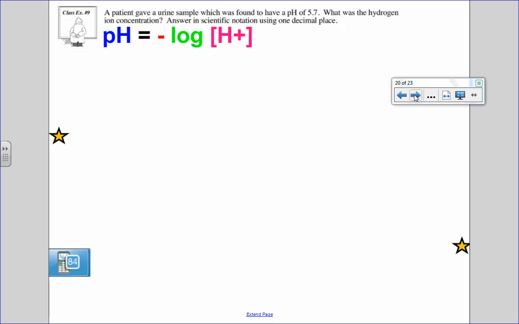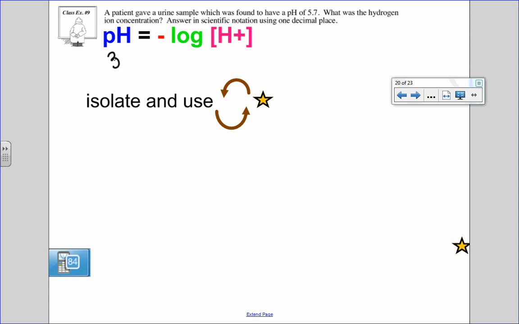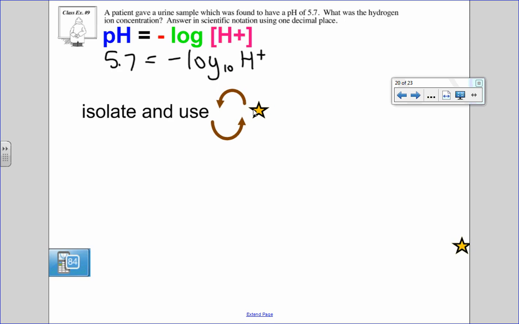So a patient gave a urine sample which was found to have a pH level of 5.7. What is the hydrogen ion concentration? Okay, so what we want to do is plug it in, and then we're going to use circle of logs. So, pH level of 5.7 equals negative log base 10 of hydrogen. So I want to isolate my log and then use circle of logs. So isolating my log, I divide both sides by -1.